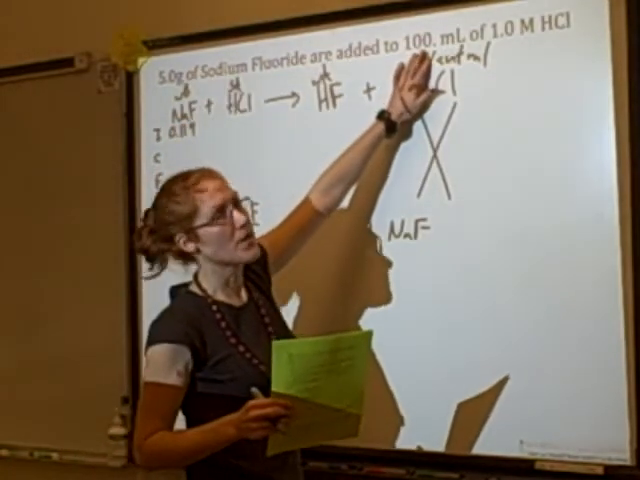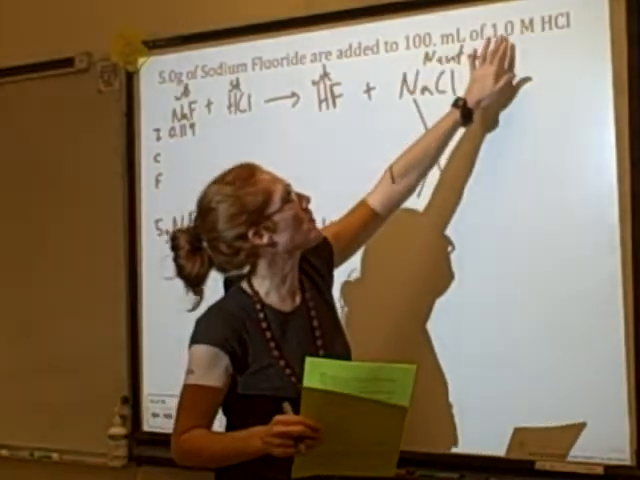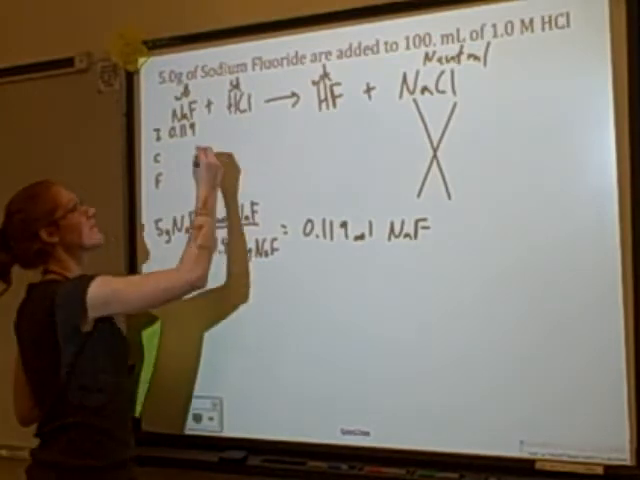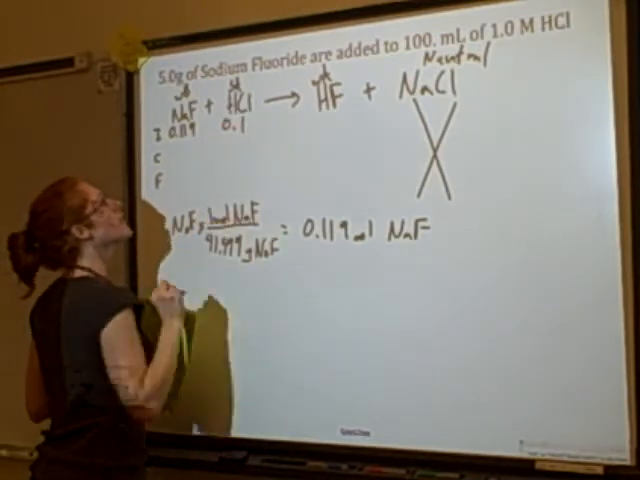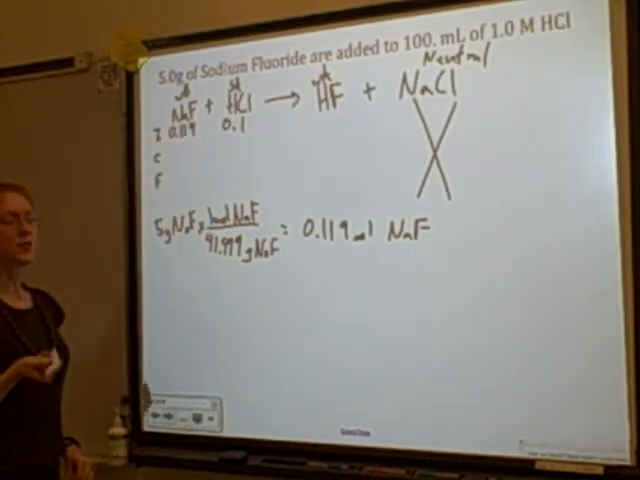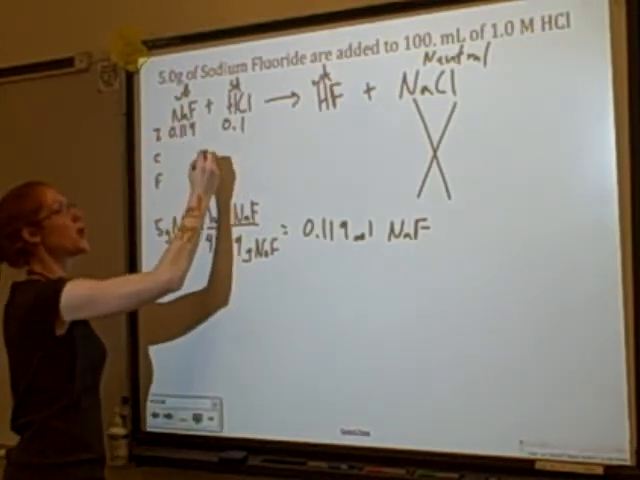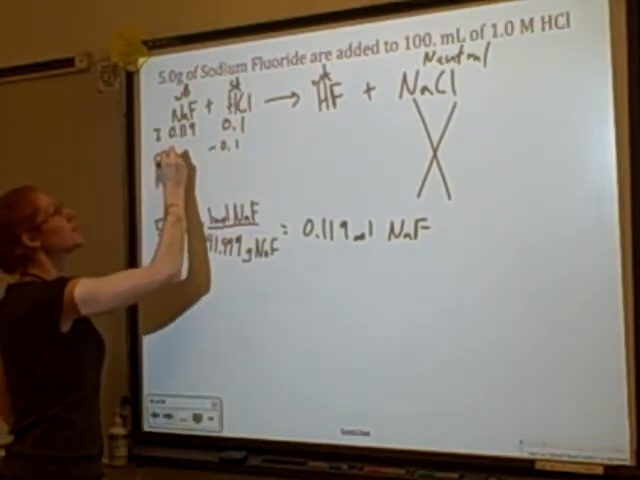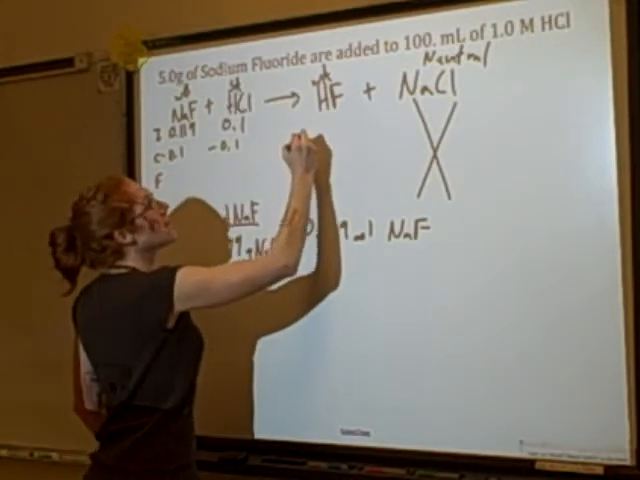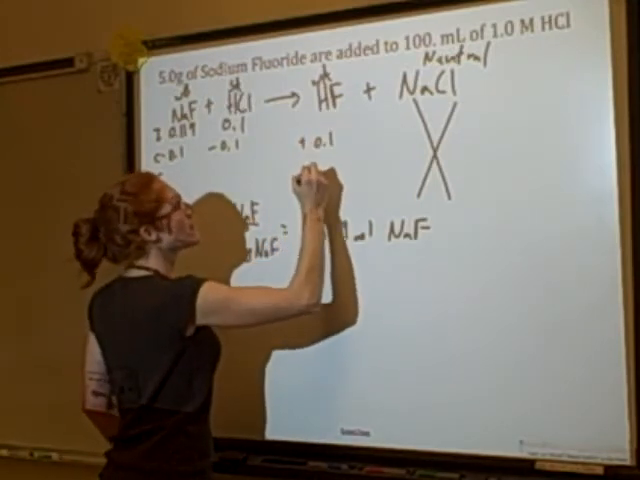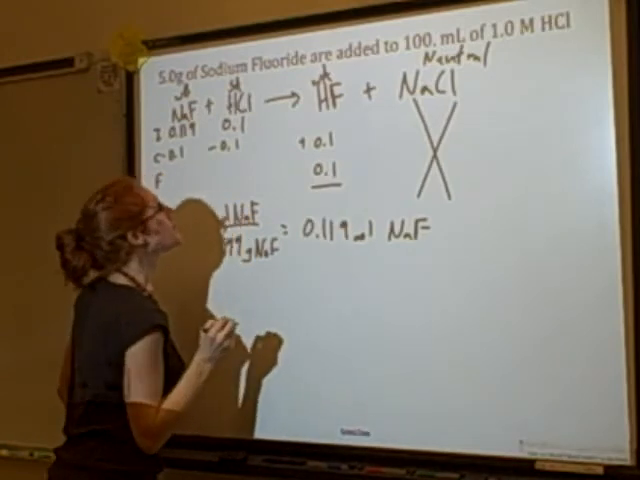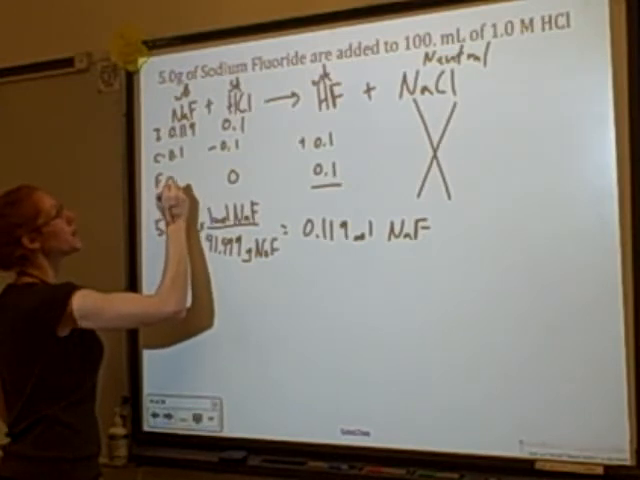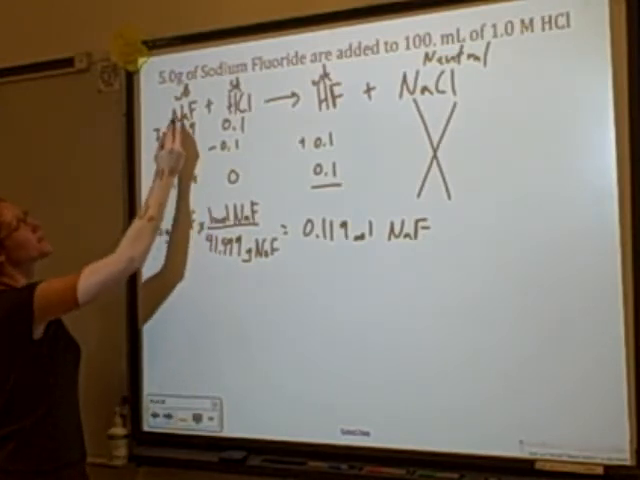I have 100 milliliters, that's 0.1 liters of 1 molar. So I've got 1/10 of a liter, and a whole liter contains 1 mole. I have 1/10 of a mole. Okay, so I can see this is a 1-to-1 ratio. This is the smaller amount, so I'm going to use up all of it. My change will be minus that 1/10 of a mole. And I'm going to add 1/10 of a mole here. So I end up with 1/10 of a mole of hydrofluoric acid, no hydrochloric acid, and a little bit, 0.019 moles of this conjugate weak base.